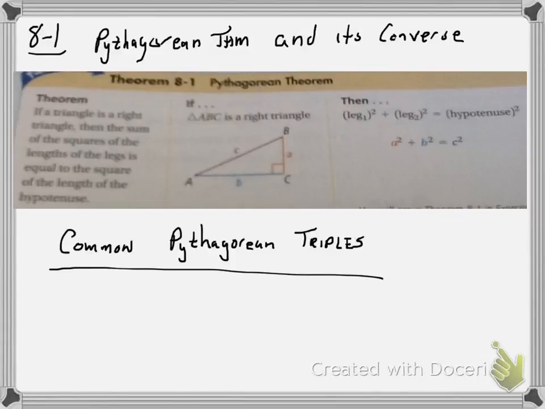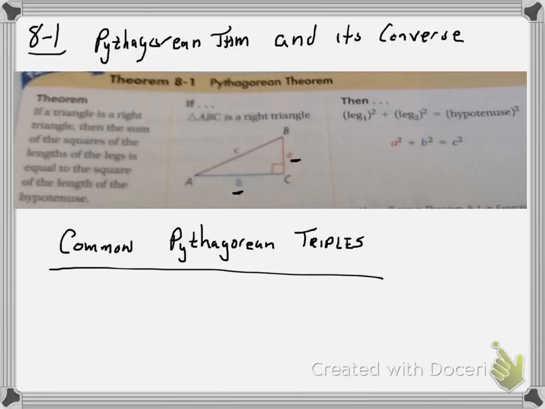A1, Pythagorean theorem and its converse. If you look at theorem 8.1 here, it talks about the Pythagorean theorem. It says if a triangle is a right triangle, then the sum of the squares of the lengths of the legs is equal to the square of the length of the hypotenuse. If triangle ABC is a right triangle, so they're telling me this is a right triangle, then if there are two legs, A and B, A squared plus B squared equals C squared.